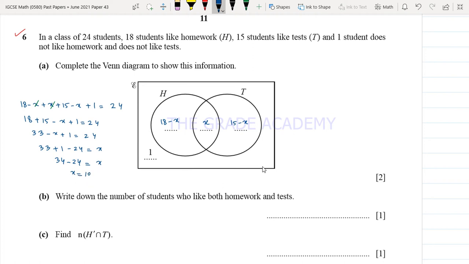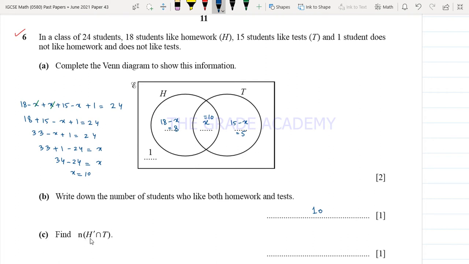So there are 10 students who like both homework and tests. Here x is 10, so 10 students like both. This is 18 minus x, so 18 minus 10 is 8, and 15 minus x, 15 minus 10, is 5. So 5, 10, and 8. Writing down the number of students who like both homework and tests, there are 10 students.